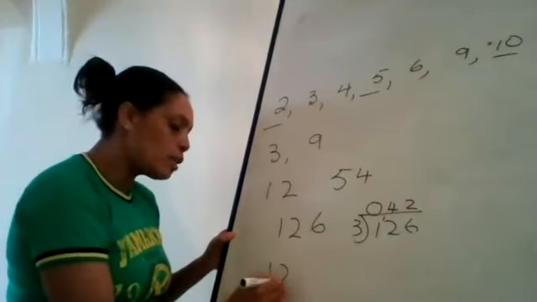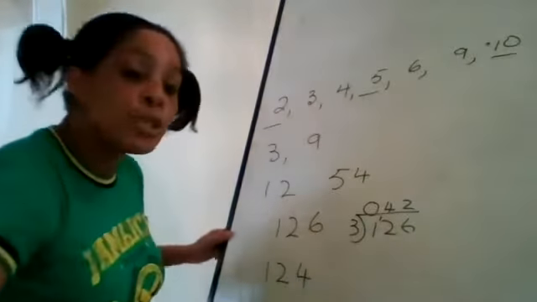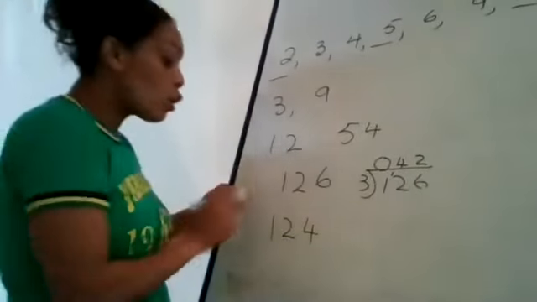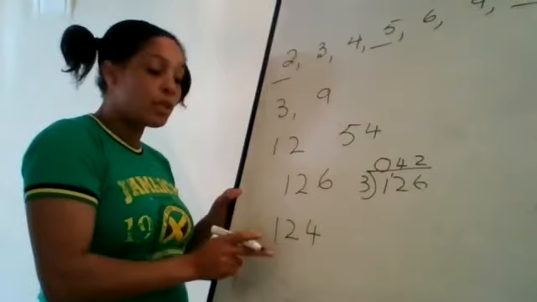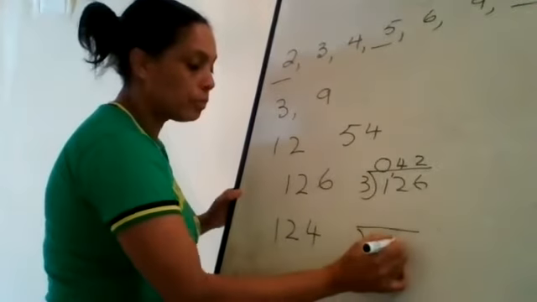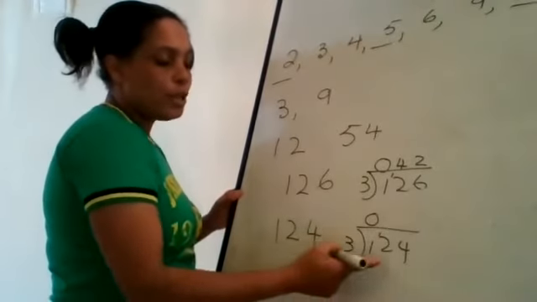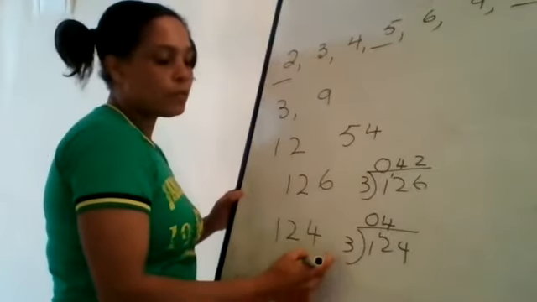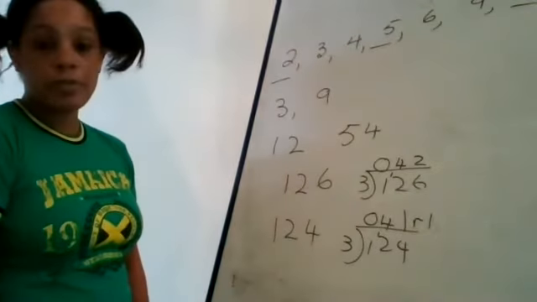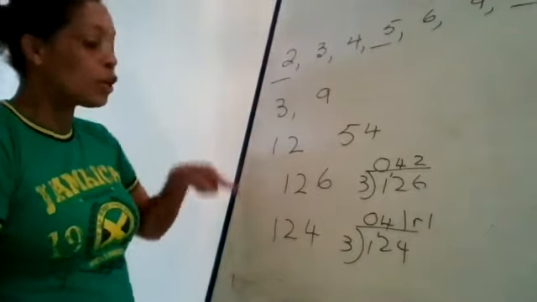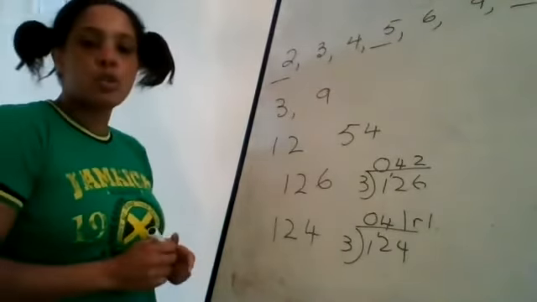If I should look at 124, 1 plus 2 plus 4 is 7. That will not be able to divide without leaving a remainder. 3 cannot go into this without leaving a remainder, because when I add the digits together, I did not get a number that is in the 3 times table. And we can do a test. 3 into 1, I can't, so I put a 0. I put my 1 there. 3 into 12 is 4, nothing is left over. 3 into 4 is 1, but I'm going to have 1 left over. So it did not go in without leaving a remainder. So 3 cannot go into 124 without leaving a remainder. So 3 is not a factor of 124.